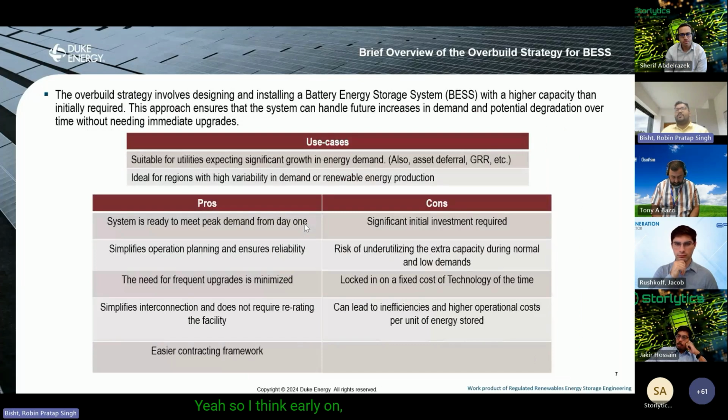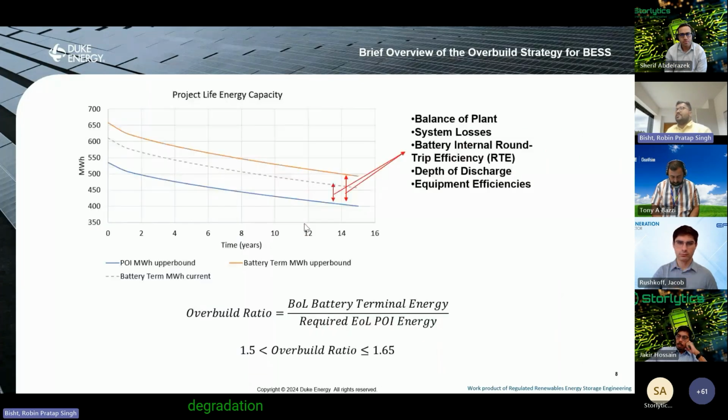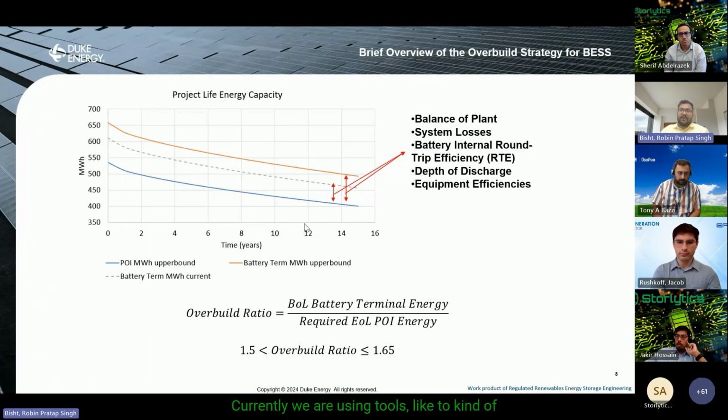So I think early on we were heavily relying on the degradation curve provided by the vendors themselves. Generally, those will be one cycle a day degradation profiles, not specific to maybe a dispatch profile that we provide. So initially we relied on that. Currently, we are using tools like Storlytics to identify that beginning of life capacity. We have past project experiences on the system losses and what the aux requirements would be. So there are a few assumptions there, especially on the aux load requirements and system losses.